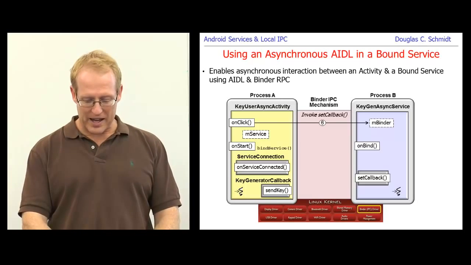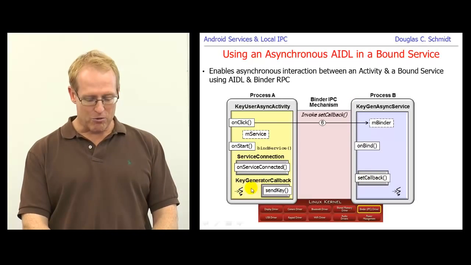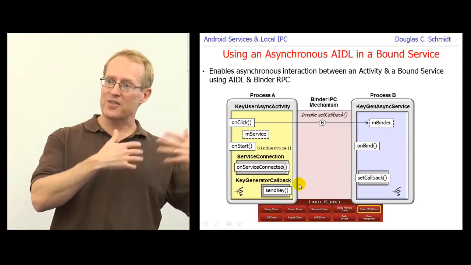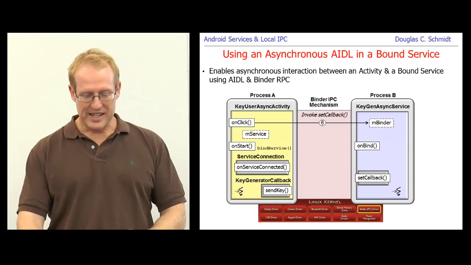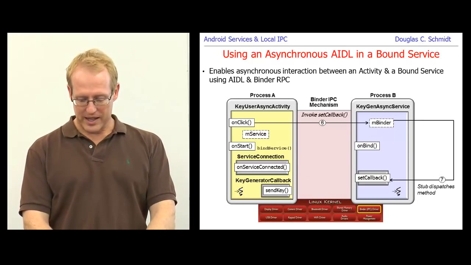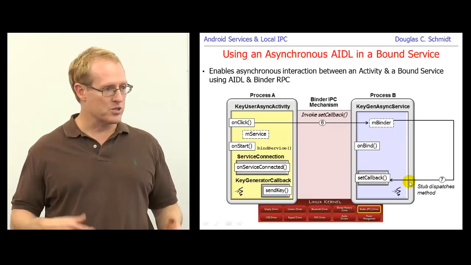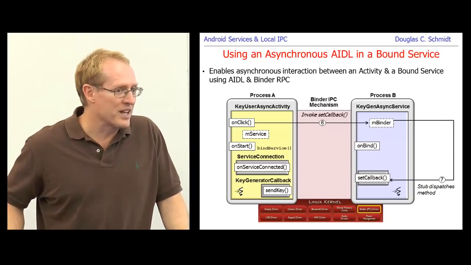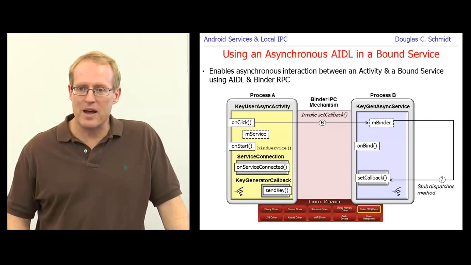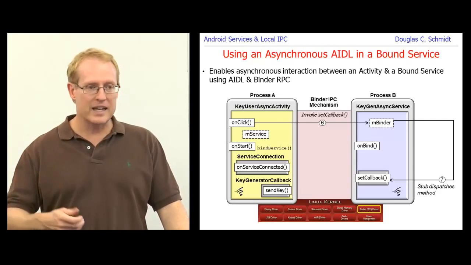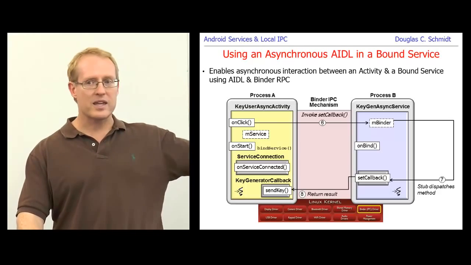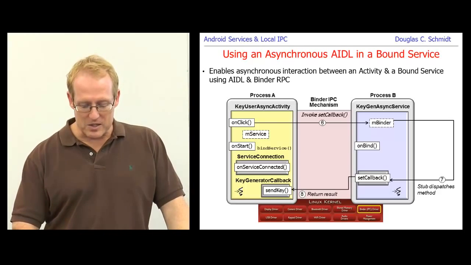And set callback is going to pass over a reference to the key generator callback object, which is residing on the client side. And this is a one-way call. And so this thing dispatches the method. And we'll see what happens here. What happens here could be done various ways. I'm going to have the set callback method create the key, and then it's going to go ahead and invoke the method to send the key back to the client. But it doesn't have to work that way.